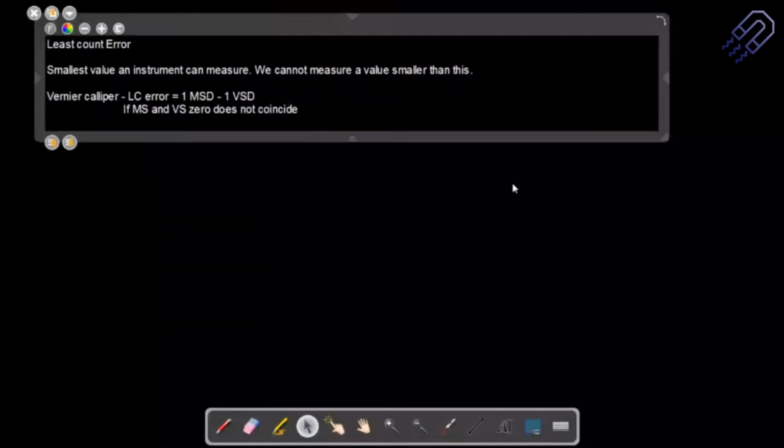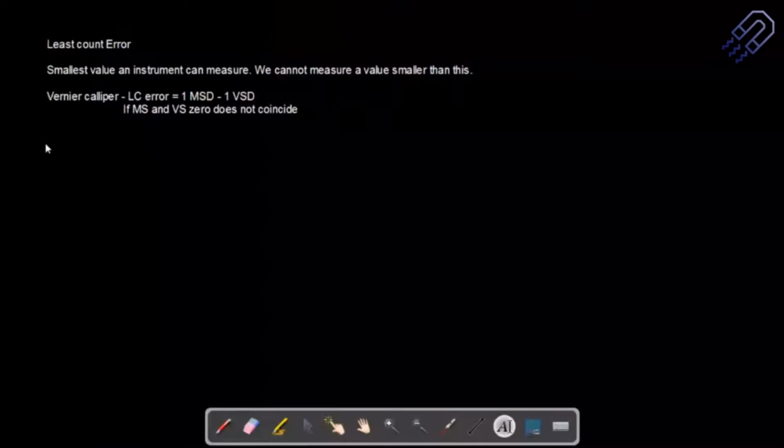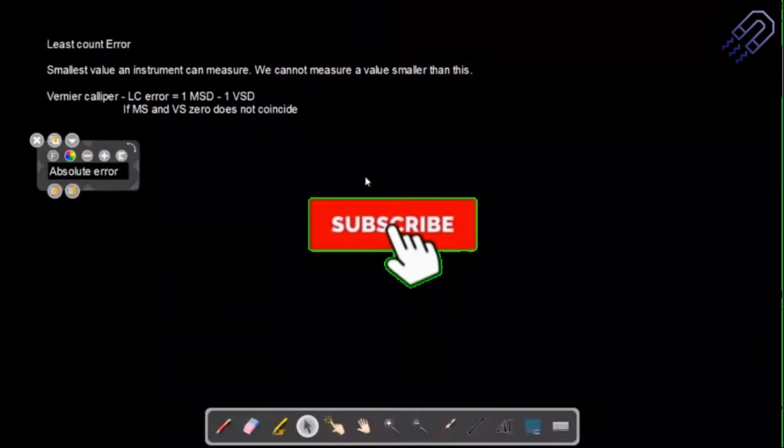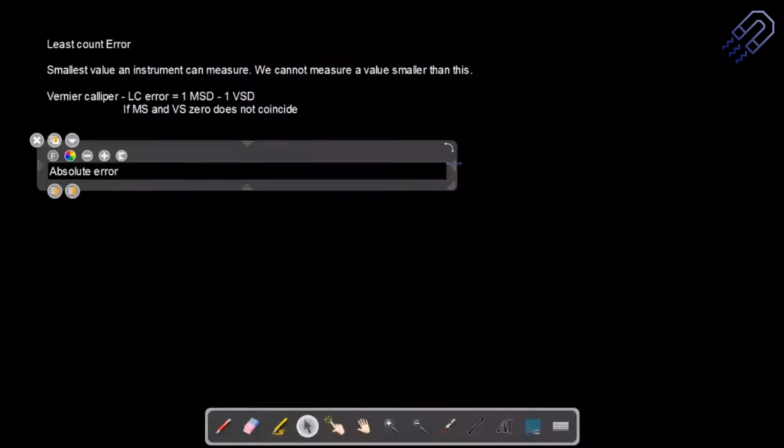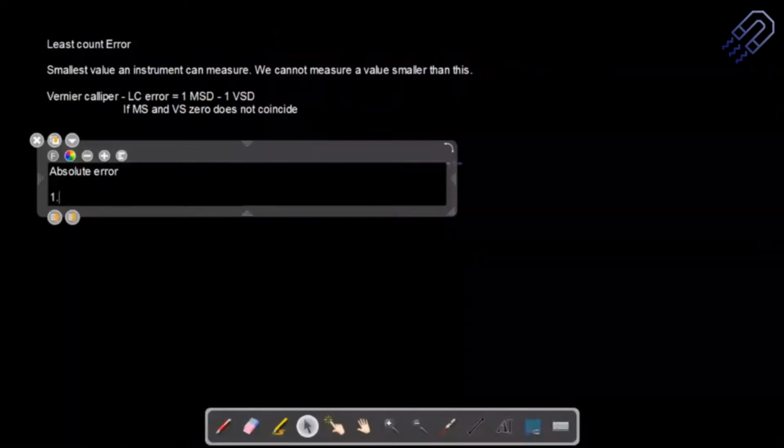There are also other kinds of error. One of the errors that I should mention is the absolute error. This error chapter is going to talk a lot about errors. That's important. So let's write down the first point here.